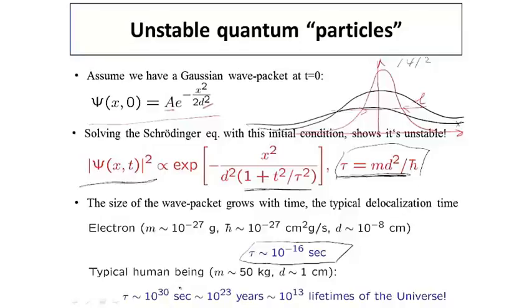Now, if we take on the contrary a macroscopic object, let's say a typical human being, which is also described by the laws of quantum mechanics, the difference will be quite noticeable. The mass of a macroscopic object here will be around, let's say, 50 kilograms, and let's say we want it localized on a distance of order 1 centimeter. If we plug the numbers into this equation, the typical time scale at which quantum delocalization of a human being occurs is of order 10 to the plus 30 seconds.